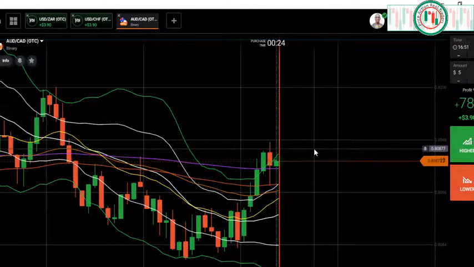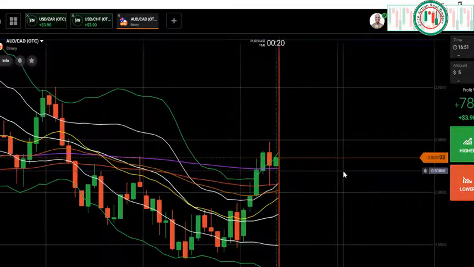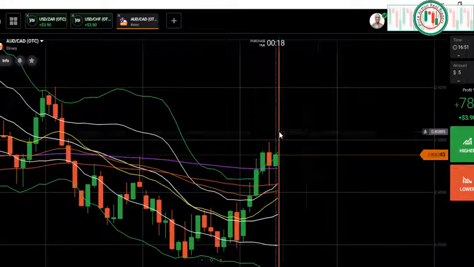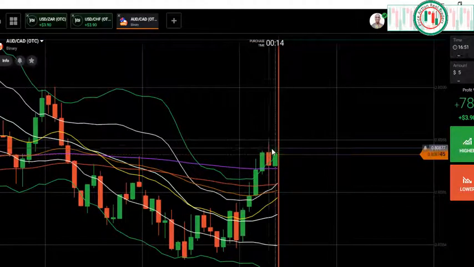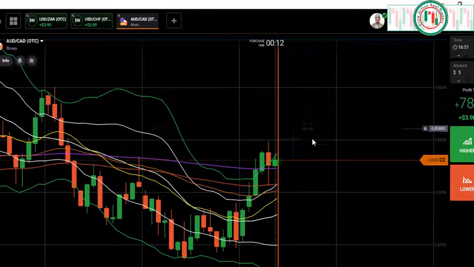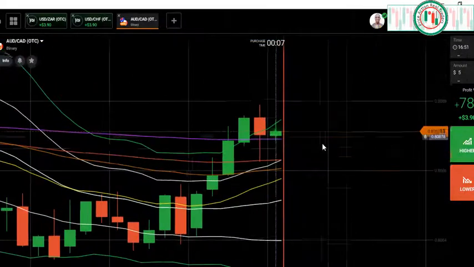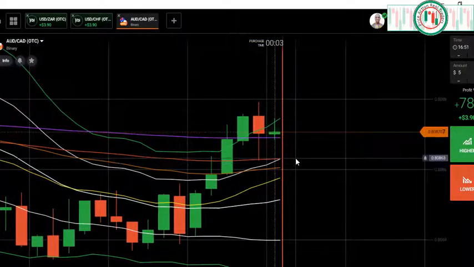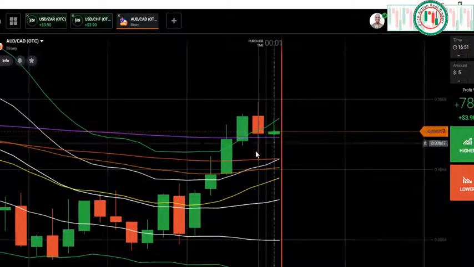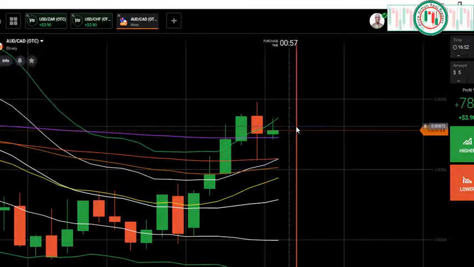I don't think market will reverse at this level because of this momentum, but I will wait and see what will happen to this candle. If this candle break this level, I'll go with buyers, and if this candle didn't break this level, I will go with sellers. If this candle is weak candle, I will go with sellers. If this candle is breaking this level, I will go with buyers.